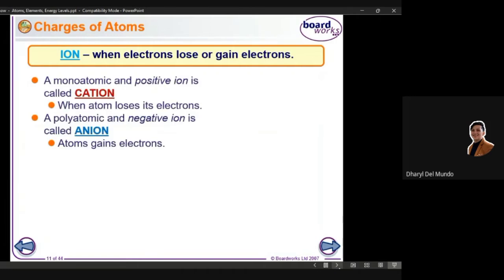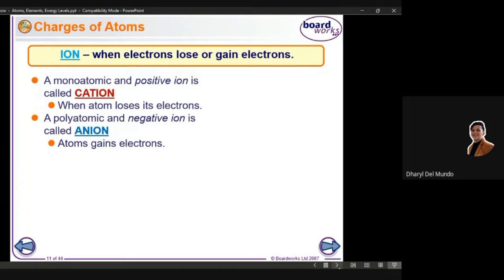Okay, of course, in ions there are two categories. A monoatomic positive ion is called a cation, formed when an atom loses its electrons. Nakaintindihan? Meaning to say, when an atom loses its electrons, it becomes positively charged because it loses electrons.